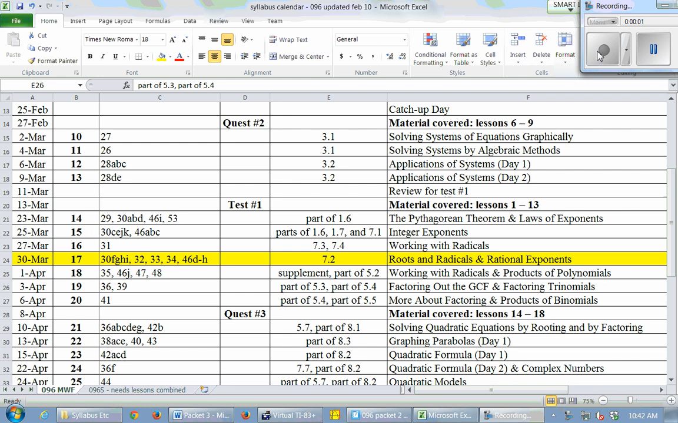Today we're going to continue working with exponents and radicals, developing our rules a little bit further.